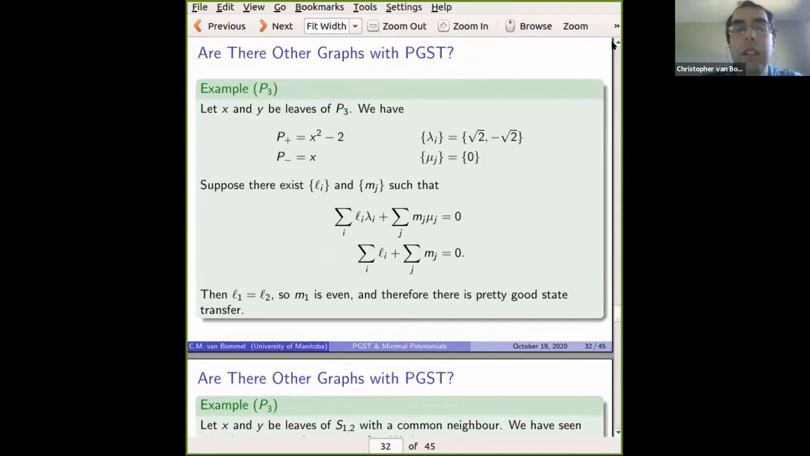So that leads us to question, is there anything outside those cases? Well, between those three results, we still actually haven't dealt with a path on three vertices. We know there's pretty good state transfer. In fact, there's perfect state transfer, but the trace of both minimal polynomials is 0, so the ratio ends up being equal, and we don't have these odd factors we can find.